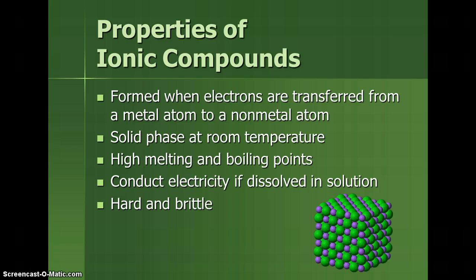So what are some of the properties of ionic compounds? Well, they are formed when electrons are transferred from a metal atom to a nonmetal atom. They are a solid phase at room temperature. They have high melting and boiling points. They can conduct electricity if dissolved in solution, and they're very hard and brittle as well.